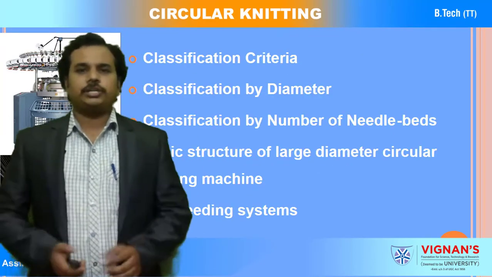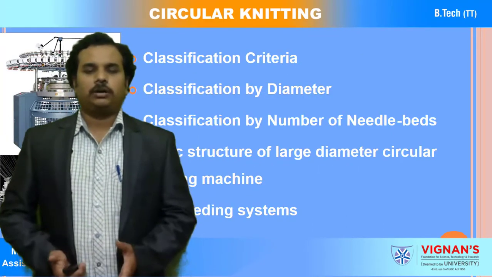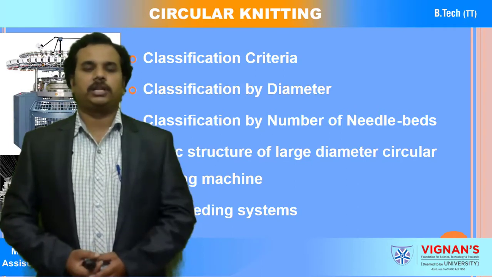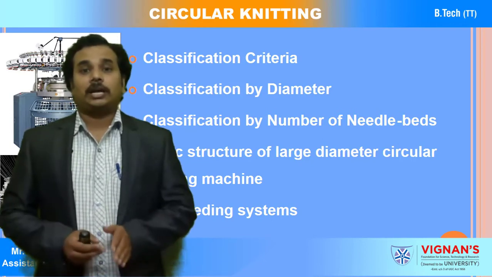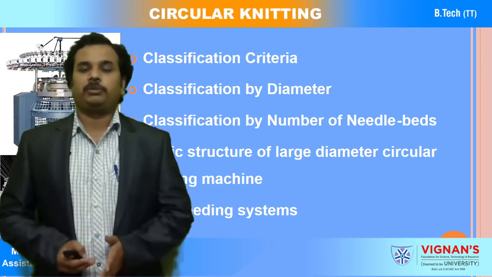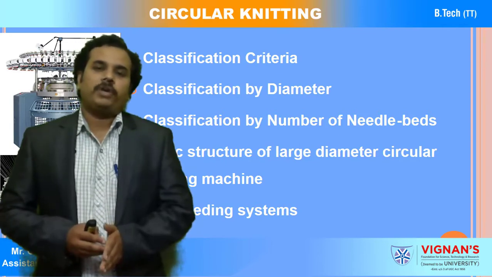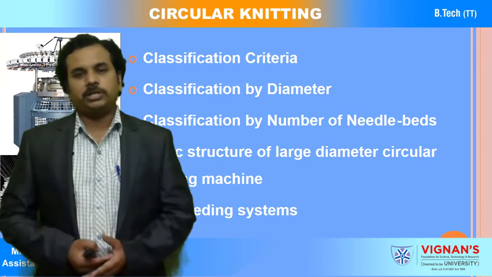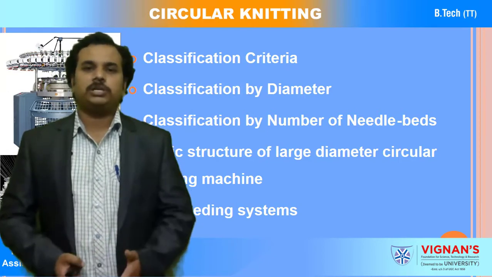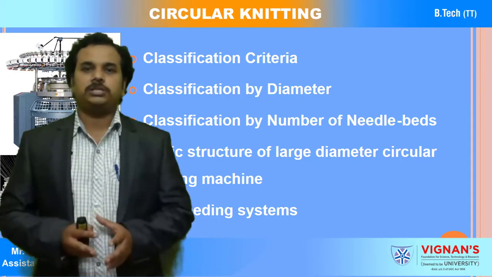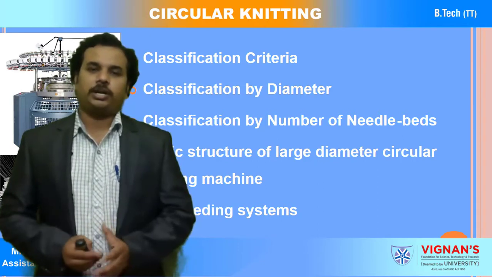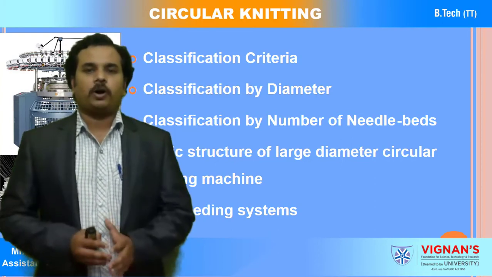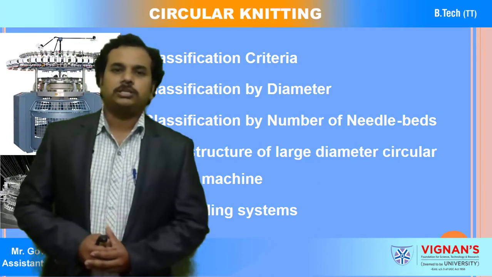So in the last sessions we discussed how the knitting machines are classified. That is nothing but the classification criteria for knitting machines and the classification of various types of knitting machines, how we have classified the knitting machines as per diameter. Particularly we have seen the circular knitting machines, how they are classified by diameter as well as the needle bed type or number of needle beds we are using in the circular knitting machine.